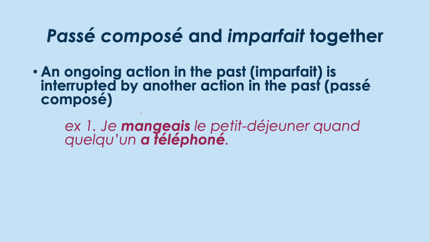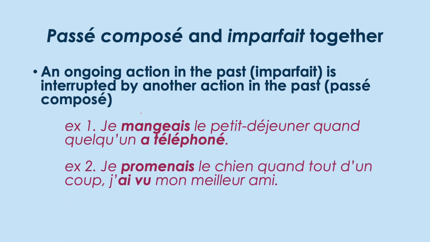So the first verb is in the imparfait, je mangeais, because it was ongoing and we don't know specifically how long that person was eating breakfast for. But suddenly their breakfast was interrupted by a telephone call, and this is going to be in the passé composé. Here's a second example. Je promenais le chien quand tout d'un coup j'ai vu mon meilleur ami. I was walking the dog when, all of a sudden, I saw my best friend. So an ongoing action in the past, walking the dog, is suddenly interrupted by seeing your friend. Written j'ai vu in the passé composé.